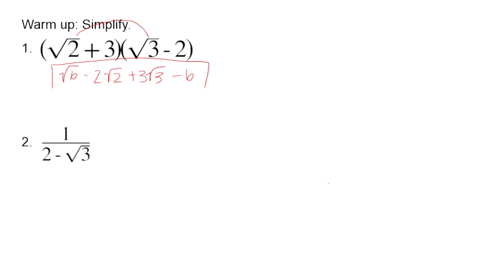We can only ever simplify with radicals if either A, something comes out of them, but also B, if they have the exact same radical in them. So I cannot add or subtract these. So that is our answer.